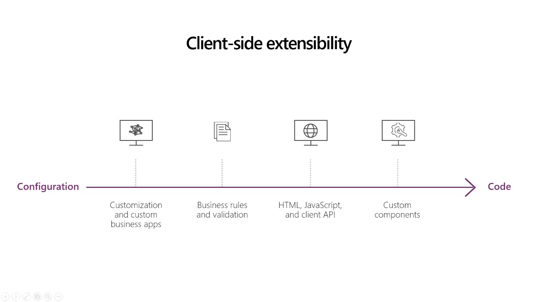On client-side extensibility, you will have the customization and the custom business app. Then you can build the business rule by using drag and drop. For example, you can use Power Automate to create an approval process, and once the manager approves the record, you can automatically update the date, something like that, by using the business rule.